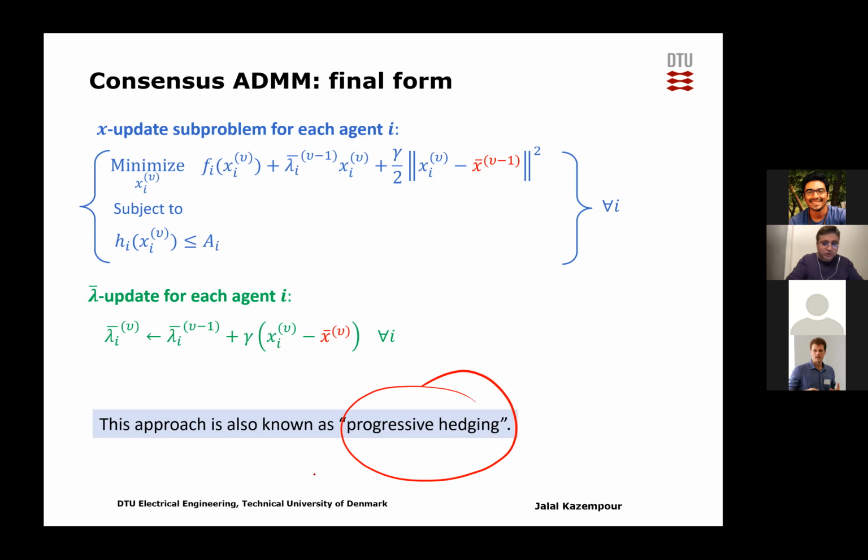This technique is also called in the literature progressive hedging. I don't know if you have heard of this method or not. The basics of progressive hedging is exactly the same as consensus ADMM. Any questions so far? Is everything clear? Yes. Nice.